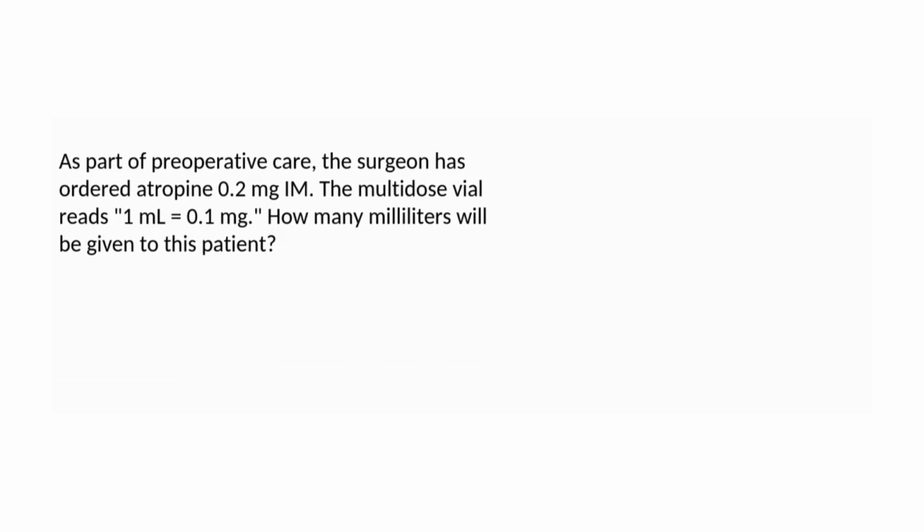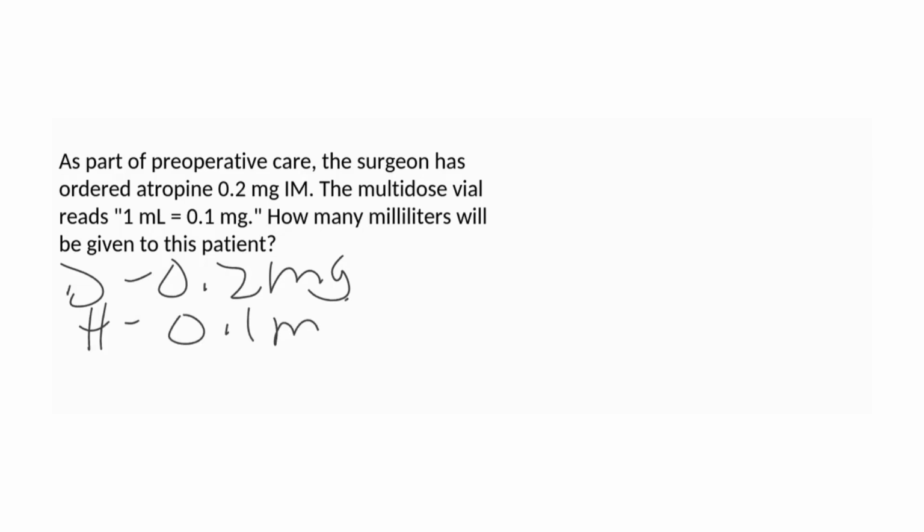So let's keep moving. As part of preoperative care, the surgeon has ordered atropine 0.2 milligram IM. The multi-dose vial reads 1 milliliter equals 0.1 milligram. How many milliliters will be given to this patient? Let's plug in our numbers. What's been ordered? 0.2 milligram. What do we have? We have 0.1 milligram in 1 milliliter.